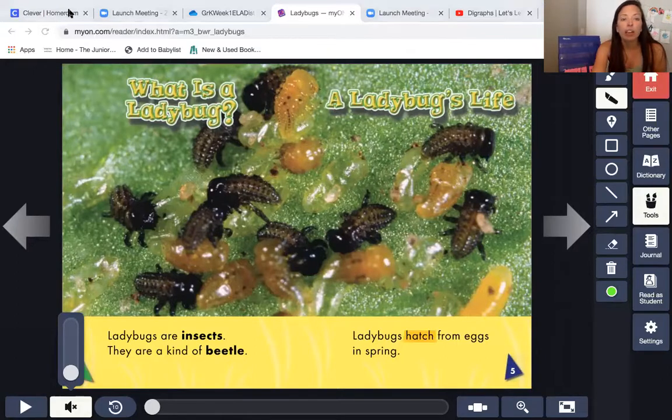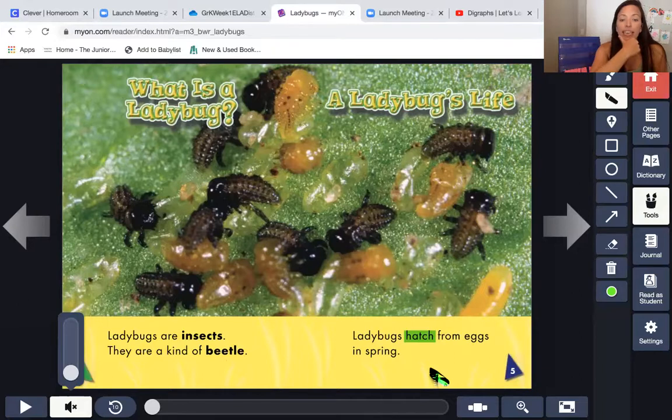This is a nonfiction book, so we have some text features. We have headings, and we have real photographs of real ladybugs. So let's go ahead and read and see if we can find some of those words. Ladybugs are insects. They are a kind of beetle. Ladybugs hatch, oh, there's one of our words, let's highlight it, from eggs in spring. So what does hatch mean?